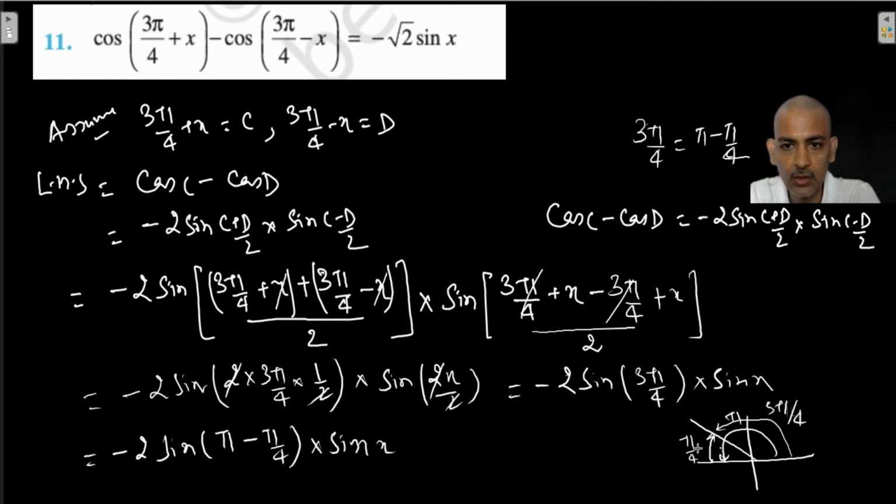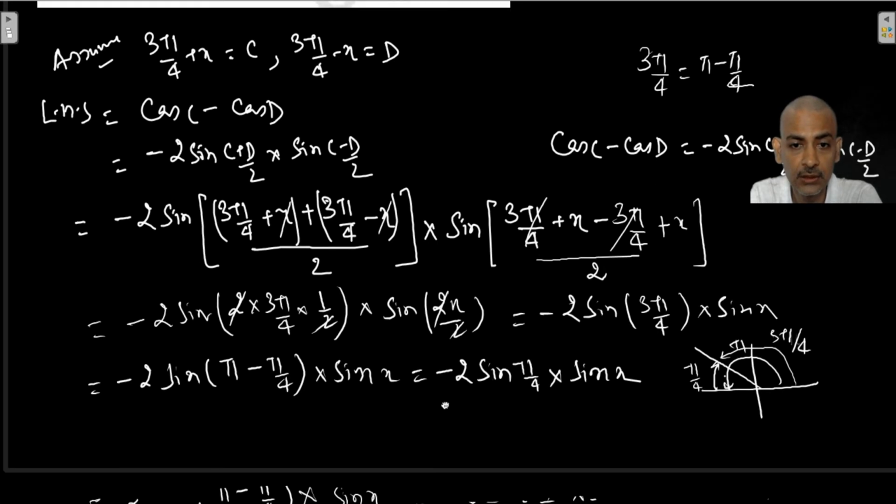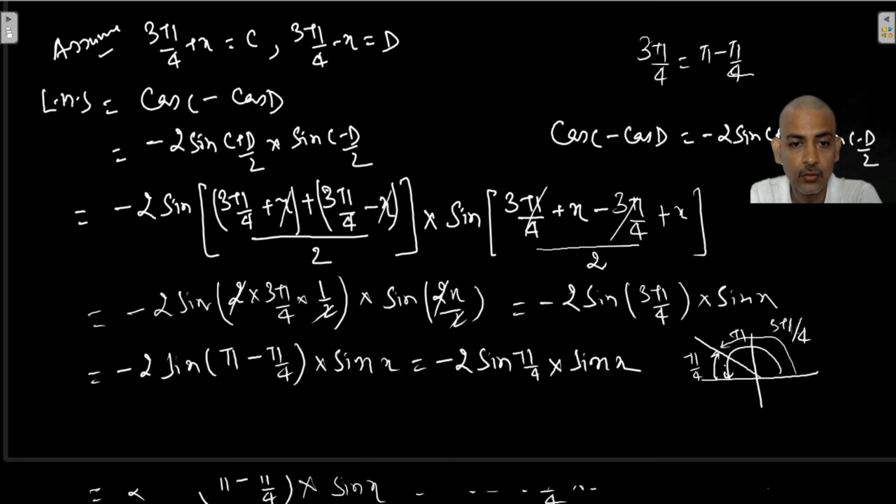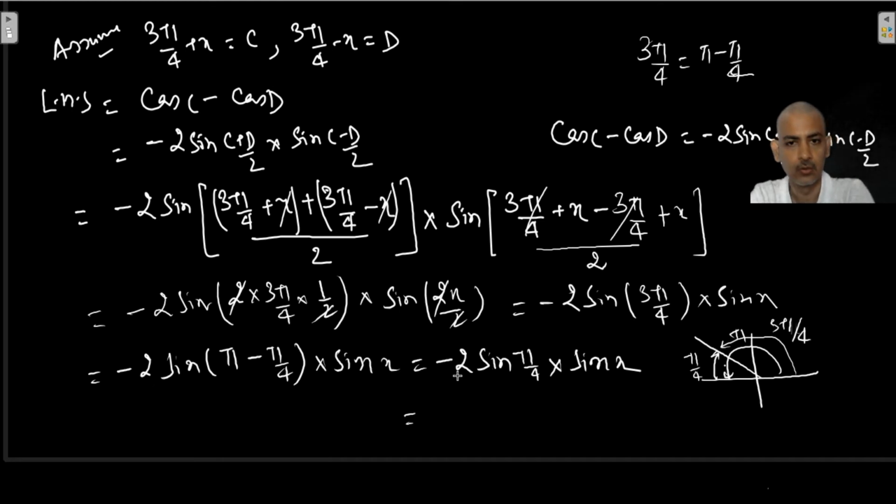Now this is going to be the second quadrant, where my sign is positive, so this will come to minus 2 of sine of pi by 4. Sine will be positive, because sine is positive in the second quadrant, into sin x. Now we also know the value of sine pi by 4, isn't it?